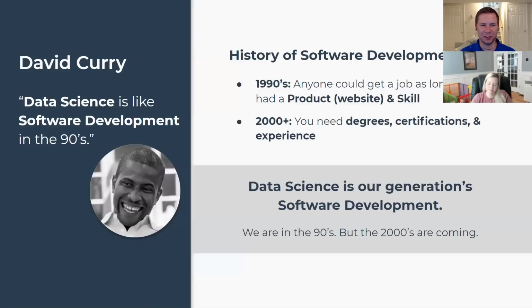He said, I started my career, this is David's career, in software development in the 90s. Back then he was just a young gun, learning software, learning how to make websites, do programming. And it was kind of like the Wild West. He's like, we're data scientists right now. It reminds me a lot of where software development was back then. And he then proceeded to explain a little bit about the history of software development.